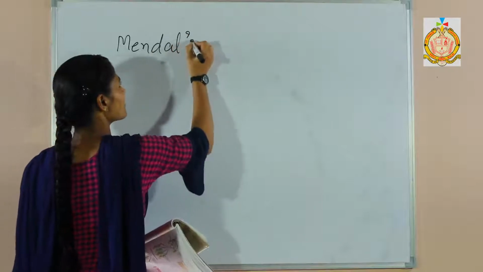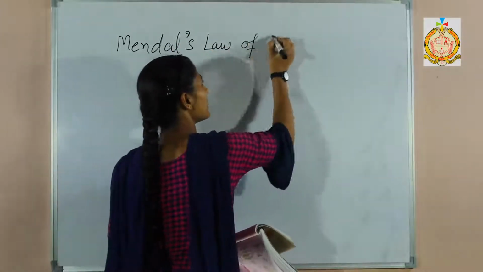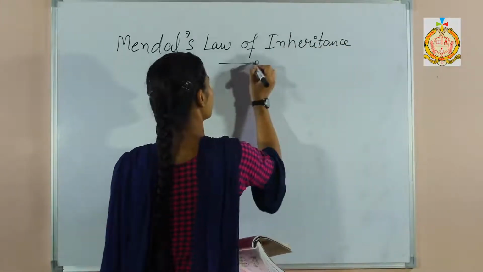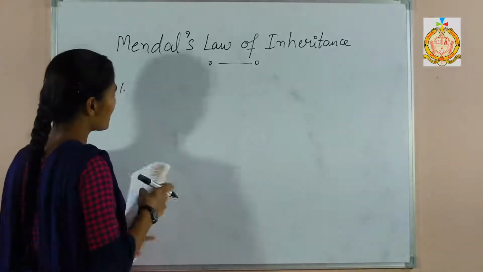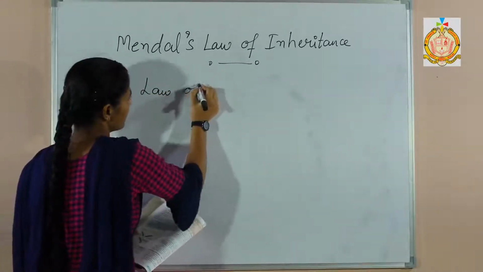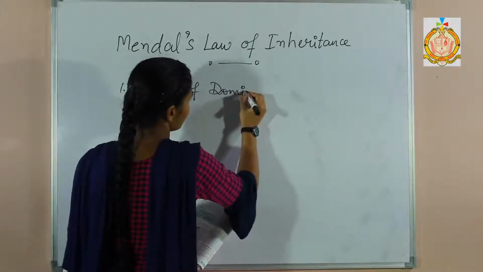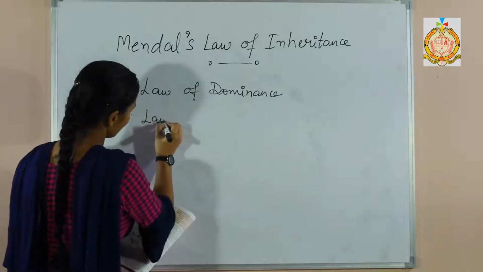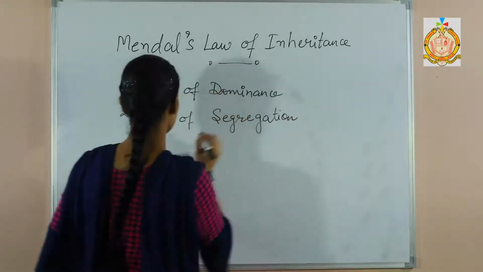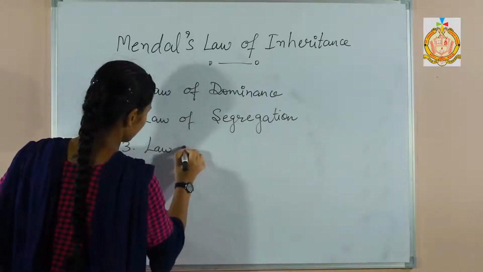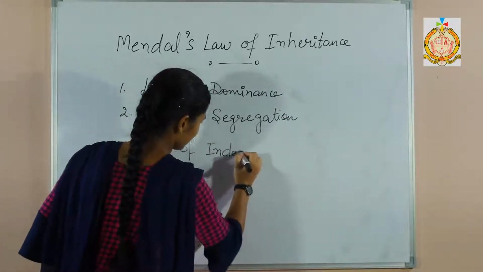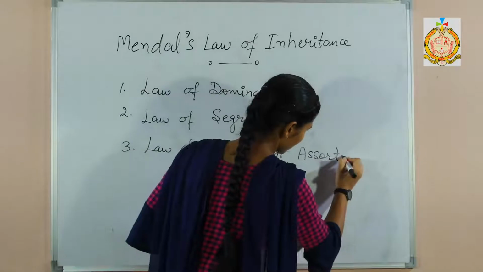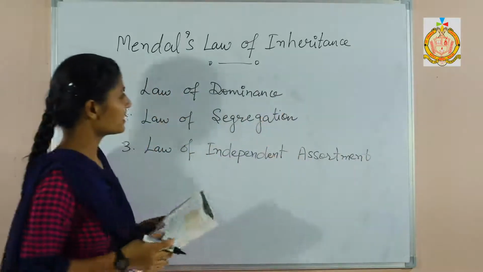Mendel's laws of inheritance. First is the law of dominance. Second one, law of segregation, and third is the law of independent assortment. Now what is the difference between these 3?